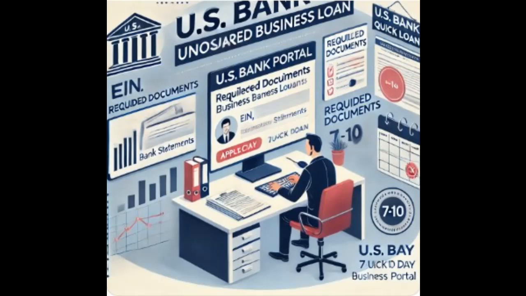Steps to apply for a U.S. Bank Business Loan. Visit U.S. Bank's website, navigate to the Business Loan section, select Quick Loan, and click Apply Now. Provide personal information: include full name, email, phone number, social security number, employment status, and income.